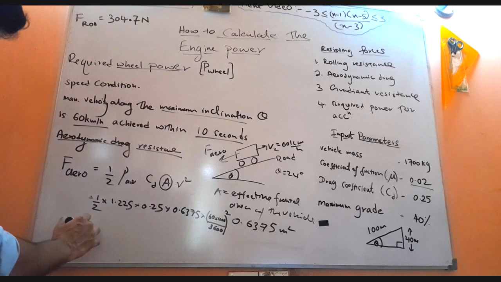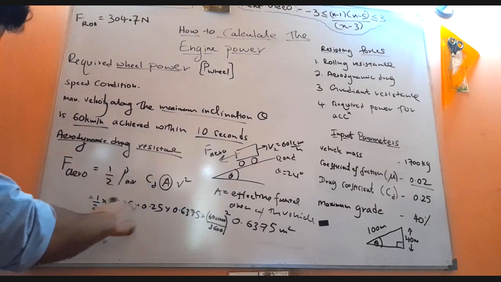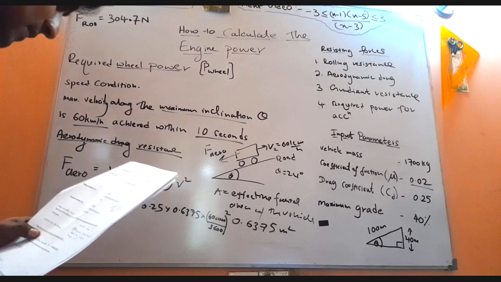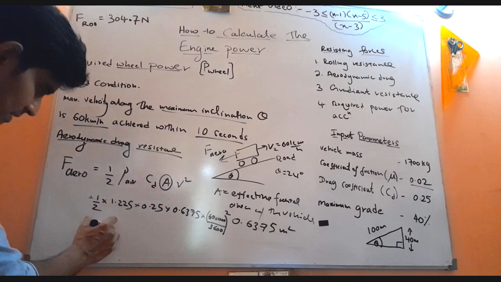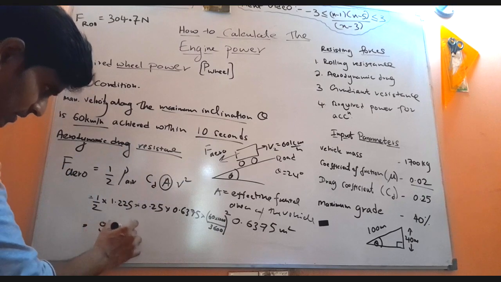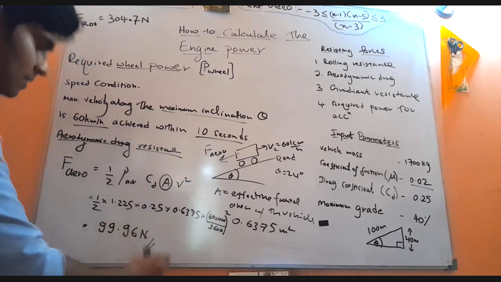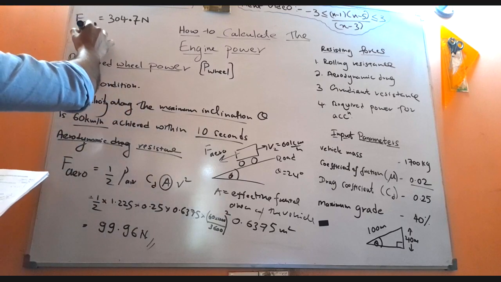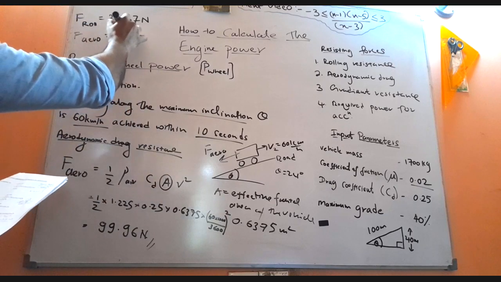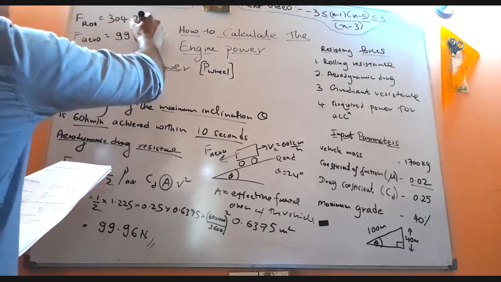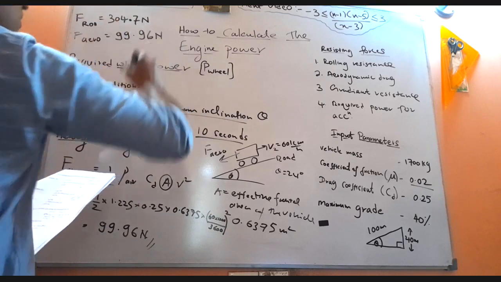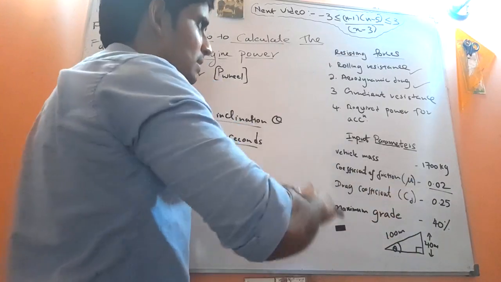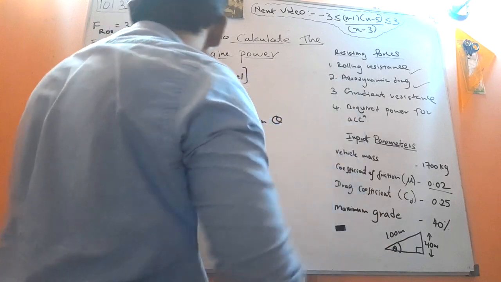Okay. So all checked. Half, rho, CD, A, V squared. So let's check whether you are getting the answer for aerodynamic resistance as 99.96 newtons, right? So we will write that answer here. F aero is 99.96 newtons, right? Okay, so now we will next calculate the gradient resistance force.